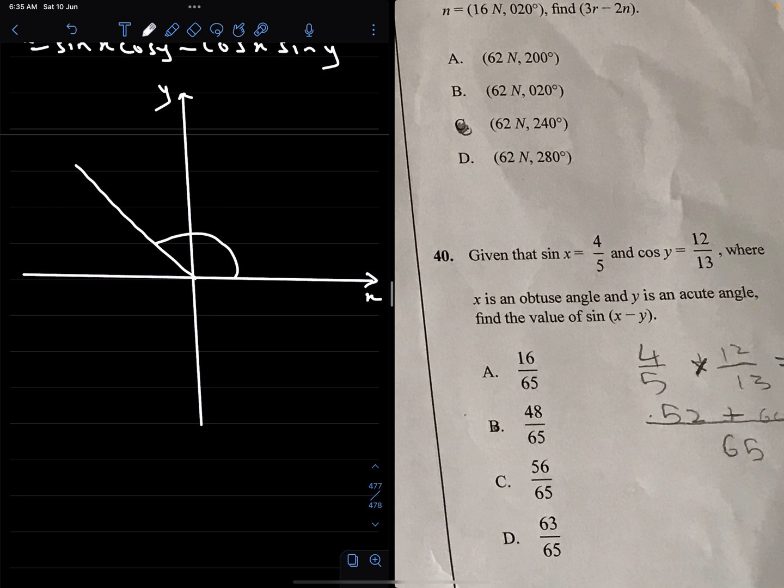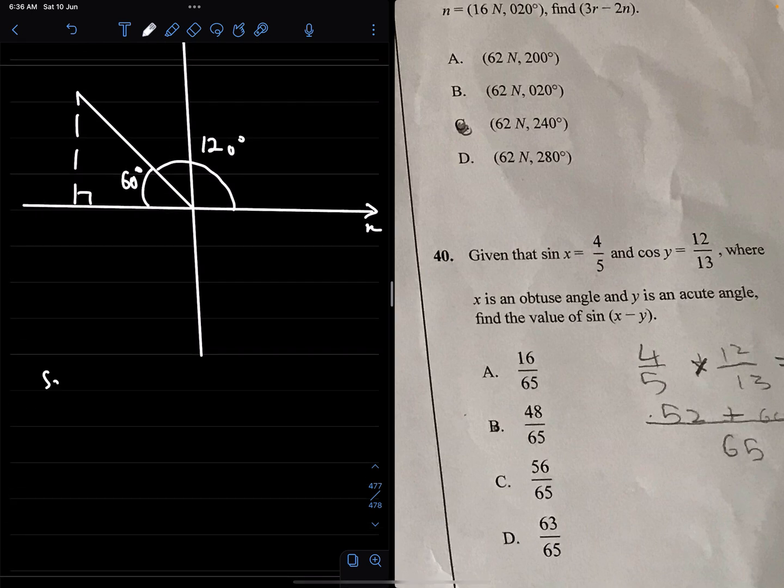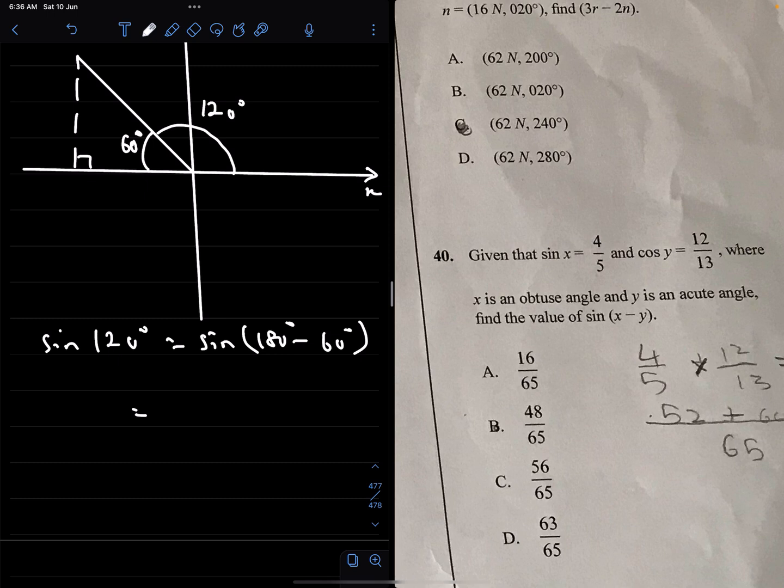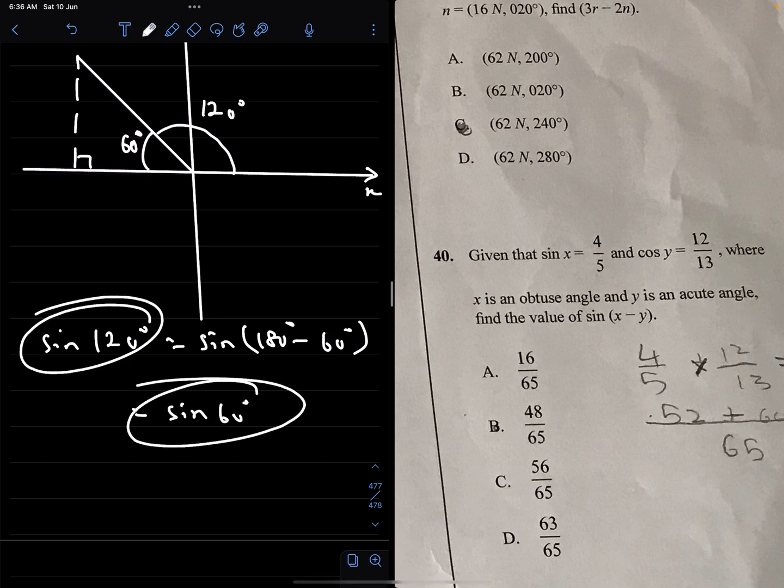If this angle, for example, is 120 degrees, that's an obtuse angle. If I complete this right angle triangle here, that means this will be 60 degrees. If I want to find sine 120 degrees, I can use this acute angle 60 degrees to find it. Sine 120 degrees is the same as sine of 180 degrees minus 60 degrees. And I know that in the second quadrant, sine is positive. So that means sine 120 degrees is the same as sine 60 degrees.